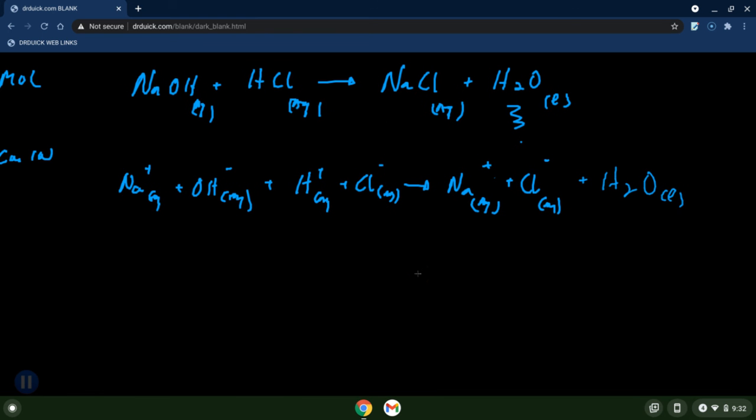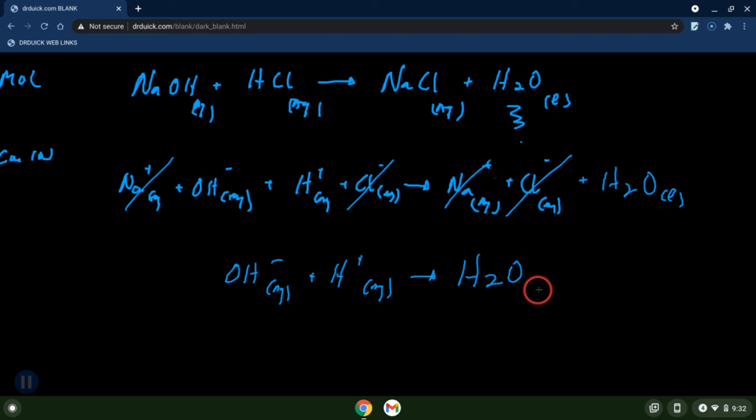This is our setup. Now we just cross out our spectator ions. This is gone, this is gone, this is gone, and this is gone. So we end up with OH- aqueous plus H+ aqueous yields H2O, which is a liquid. Yay, right?